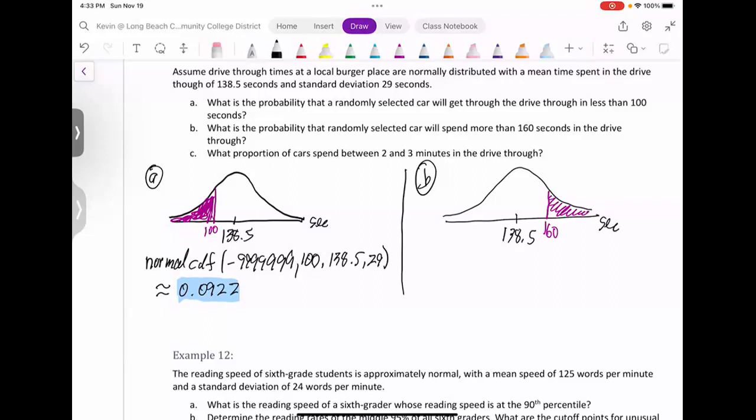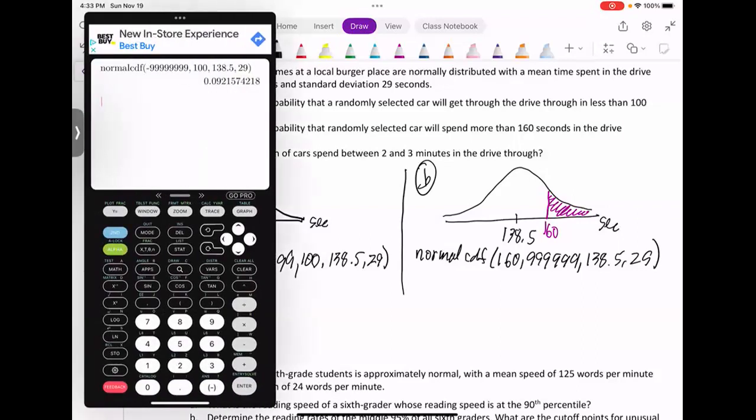So once again, we have normal CDF. We start at 160 as the lower in this case. The upper is positive infinity. And 138.5 and 29. Let's see what we get. Second vars, normal CDF, 160, comma, big number, comma, 138.5, comma, 29. So what's the probability it'll take longer than 160 seconds? Almost 23%.